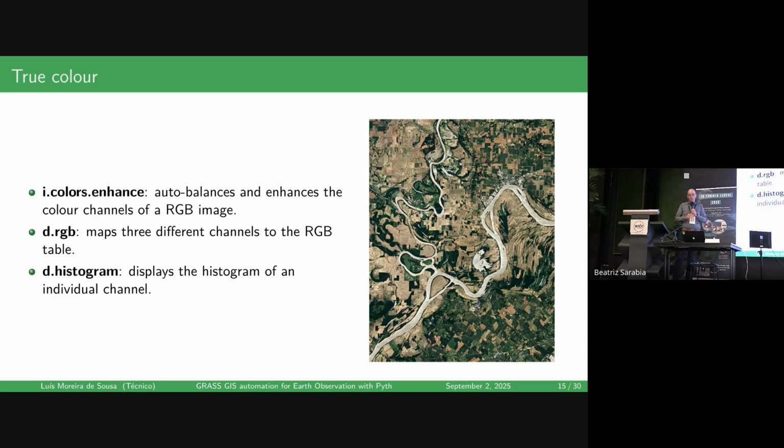Okay, some important modules to keep in mind. Colors enhance. So this does some kind of, how is it called? Balancing. It's not balancing. Yeah, it applies the histogram to make a more visible image. And then we have the modules in the D family that, for instance, use 3 different data sets for the 3 different RGB channels, okay? And there's also the histogram that displays a histogram of an individual channel.